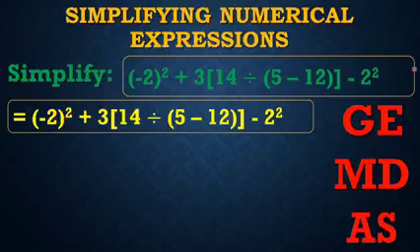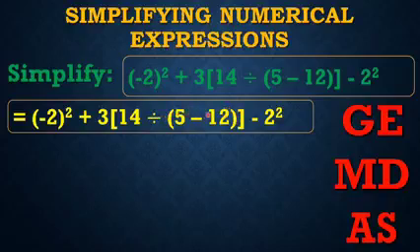Parentheses are counted as grouping symbols, and they also count for the exponent. We placed parentheses here because they indicate that we need to square the negative 2, since the answer to the square of negative 2 is different from negative 2 squared. We also have brackets, that is 14 divided by 5 minus 12, and also parentheses, which is 5 minus 12.